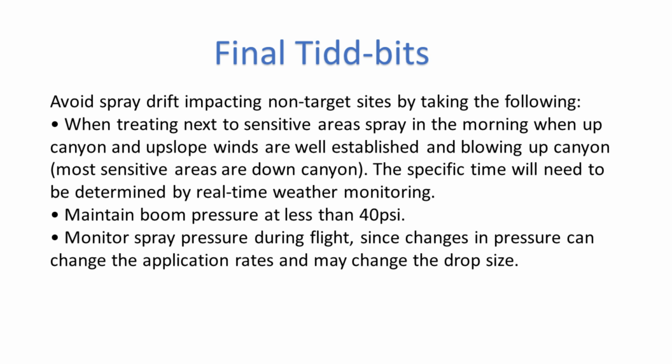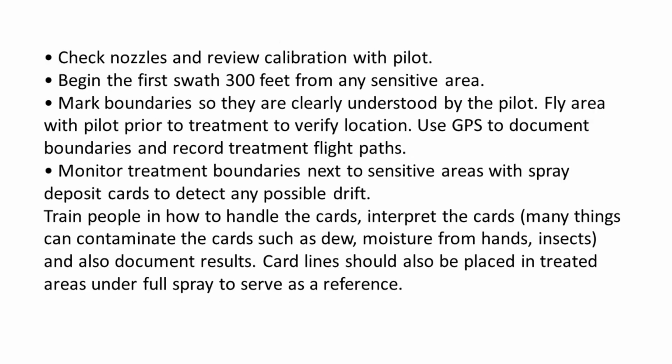Maintain boom pressure at less than 40 psi. Monitor spray pressure during flight, since changes in pressure can change the application rates and may change the droplet size. Check nozzles and review calibration with the pilot. Begin the first swath 300 feet from any sensitive area. Mark boundaries so they are clearly understood by the pilot. Fly the area with the pilot prior to treatment to verify location.